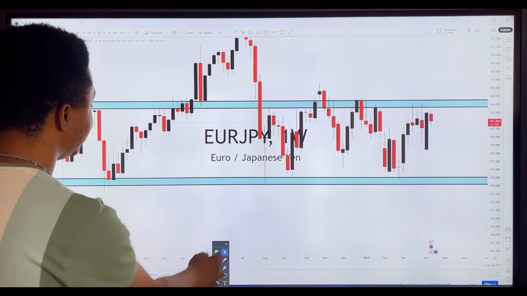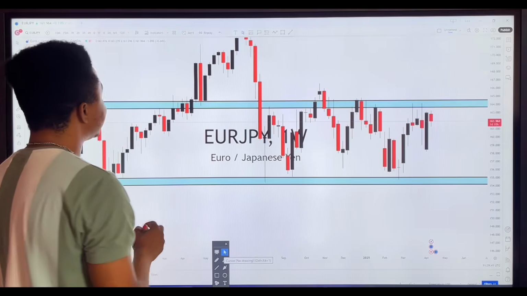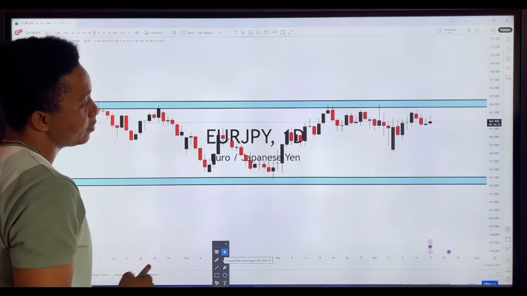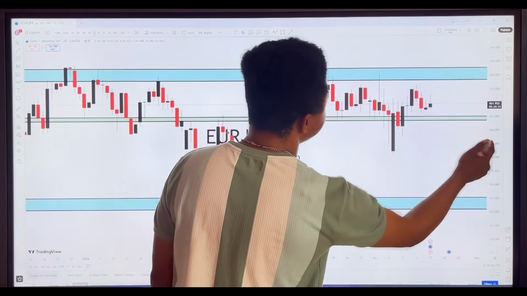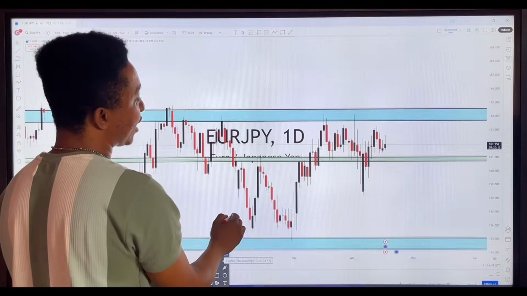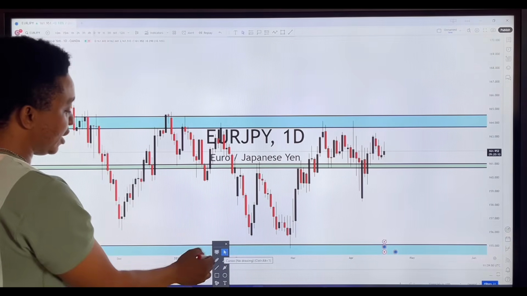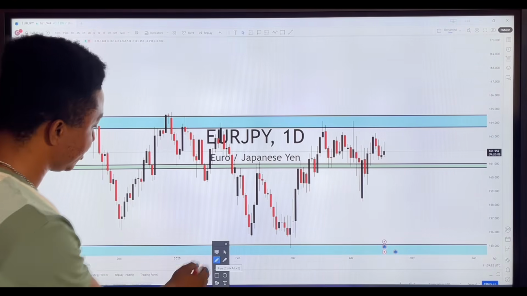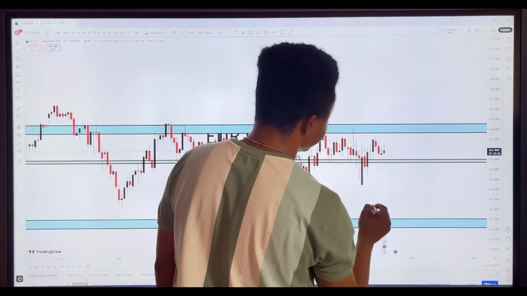Let's take it further to a daily time frame to add more meaning to this technical analysis. All right, so this is the daily time frame of UJPY. Now UJPY on the daily time frame, let's put meaning into it very quick.